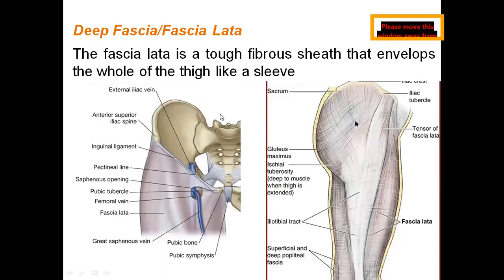Now, once we are done with the superficial fascia, we are moving to the deep fascia. The deep fascia of the thigh is also called fascia lata. Fascia lata is a very important topic. All are important short notes for what we are studying in the front of the thigh. This fascia lata is tough, as you can see here. This is all fascia lata, a tough fibrous sheath that envelops the whole of the thigh like a sleeve.